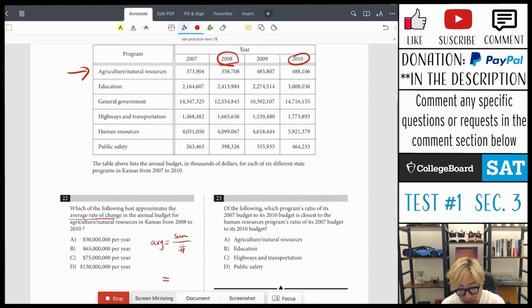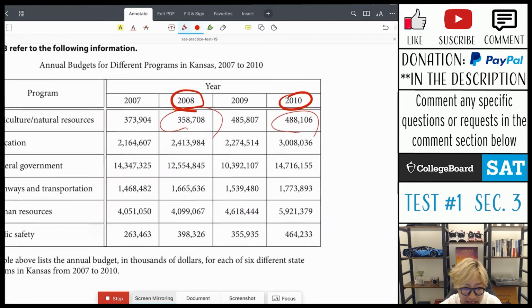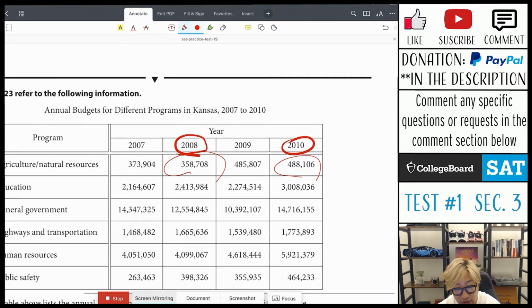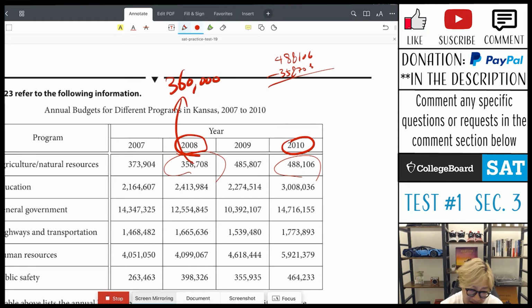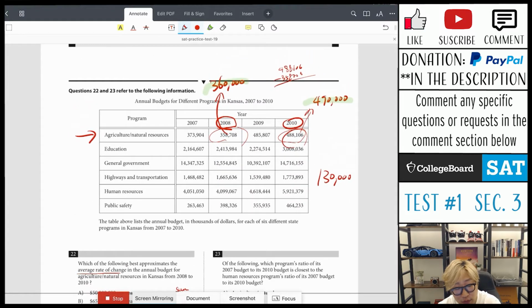Well, let's find the sum of the change first. That and that. You guys can use the actual number, just put it in a calculator and find the difference. AKA, you can just do 488106 minus 358708 in your calculator. For guys like me, I'm too lazy to do that. That one, let me just change that into 360000. It's close enough. That one, I'm just going to change to 490000. I'm just kind of rounding it. So, what's the change? Well, it's a total change of 130000. Just subtract those two. If you do that in your calculator, it's not perfectly precise, but who cares?